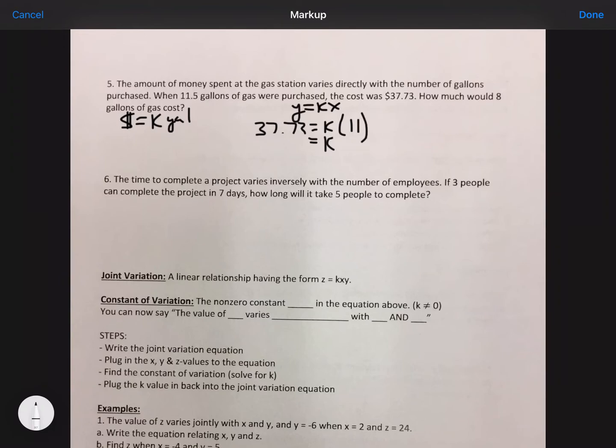So when we do 37.73 divided by 11, we get 3.43. So now we can say y equals 8 times our 3.43. The k value is 3.43. And overall, that means it costs $27.44. And the k value in this case stands for price per gallon.